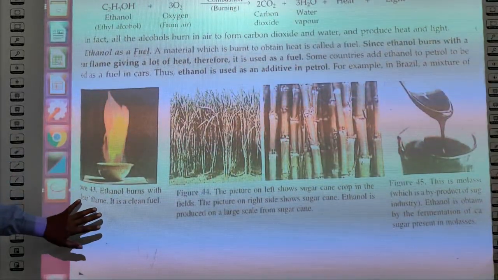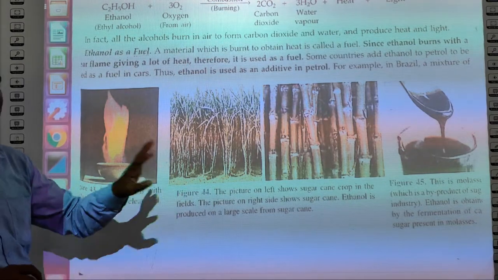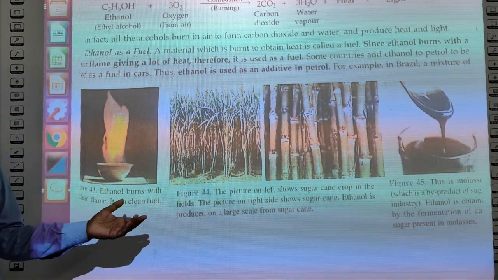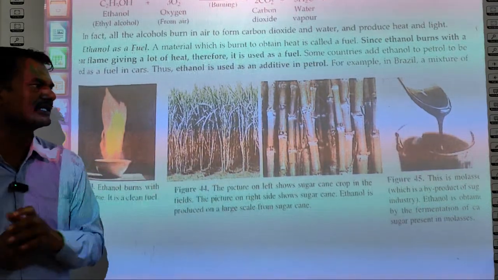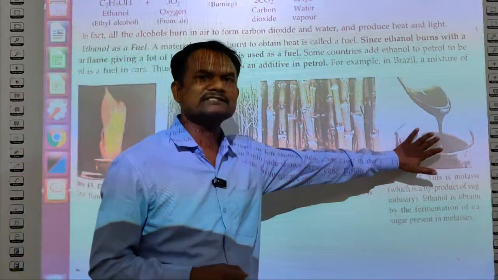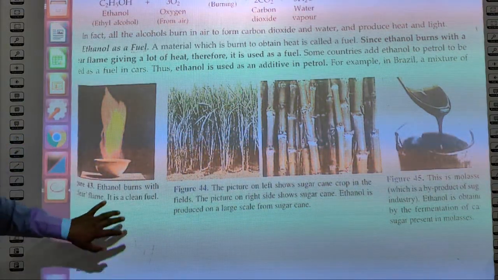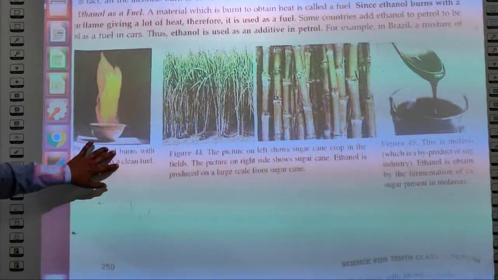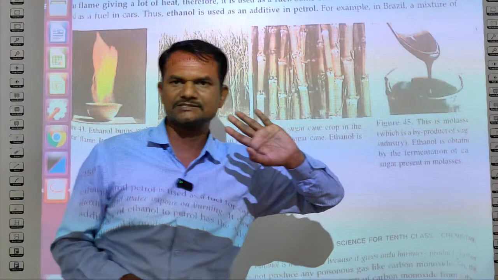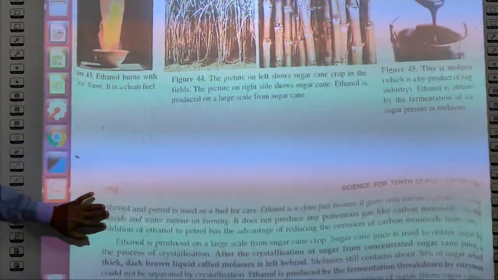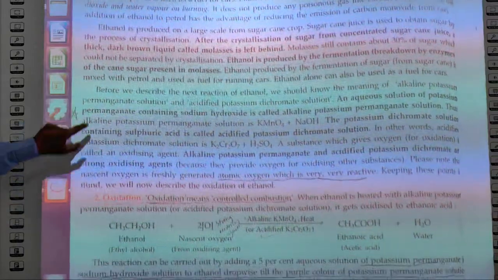Ethanol burns with a clear flame, it is a clean fuel. How do we get it? We get it by the fermentation of sugarcane molasses. The important point is what I am telling you here.